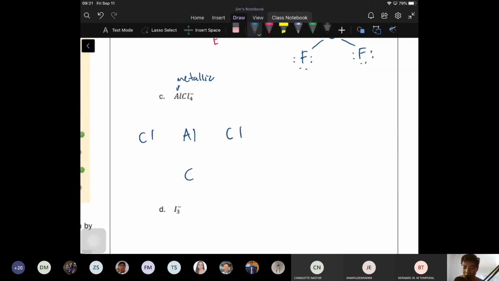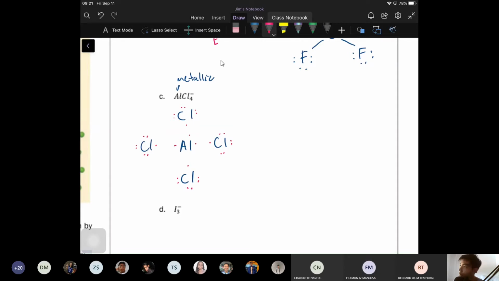So, magda-dot lang tayo. Teka lang. Ayusin ko yung workspace. So, I have 4Cl. We'll place it around aluminum. Then, maglalagay na ako ng lone pairs. This time, I will place the valence electrons of Cl muna. So, Cl muna. 7 yon. 1, 2, 3, 4, 5, 6, 7. Ayan. So, I have 7 valence electrons for chlorine. Aluminum, 3 dapat.